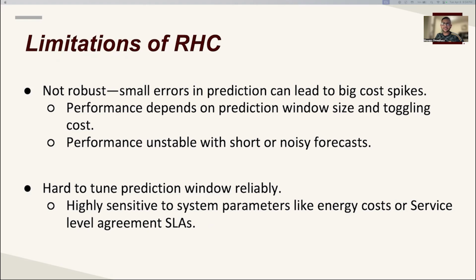RHC works well, but it's very sensitive. If your forecast is just a little off, the cost can spike significantly. Also, the performance depends heavily on how big your prediction window is and what your switching costs look like. It's like trying to reschedule your baristas every hour based on shaky customer predictions. You either end up short-staffed or waste money overstaffing, and both can hurt. Tuning it well is tough in real systems with the noise, delays, and constraints involved.